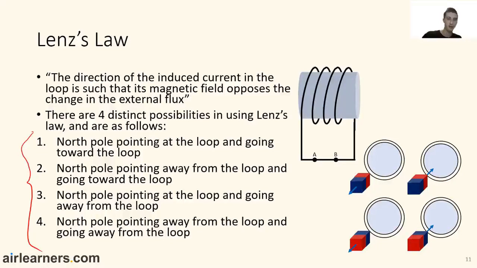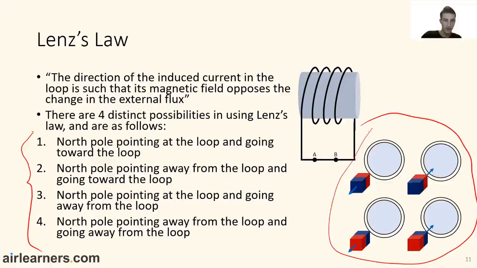And they represent these 4 over here. So the south pole heading away is going to be, and the north pole pointing towards the loop. So this one over here is going to be, so what is it? Our north pole is facing towards the loop, which means it is 1 or 3, and it's going away from the loop. So it's going to be 3. This one's going to be 3.